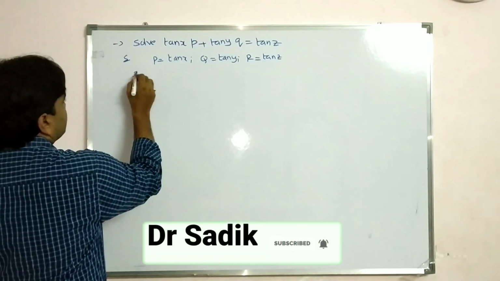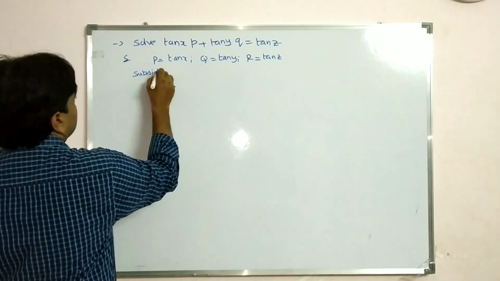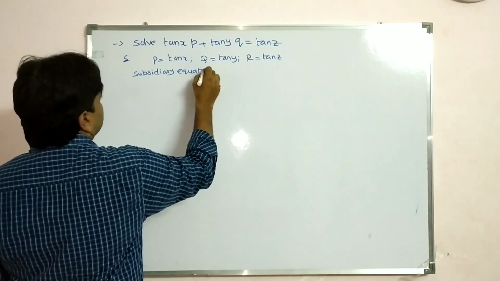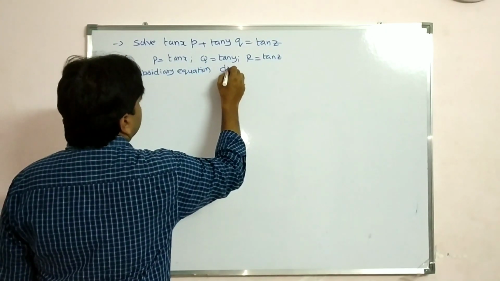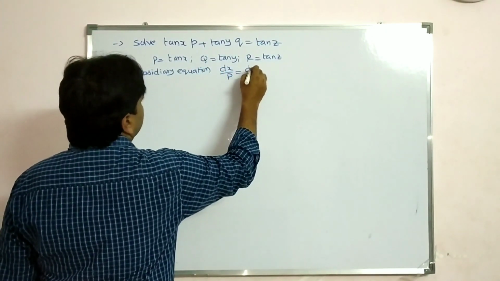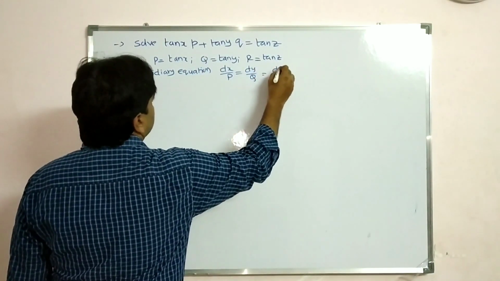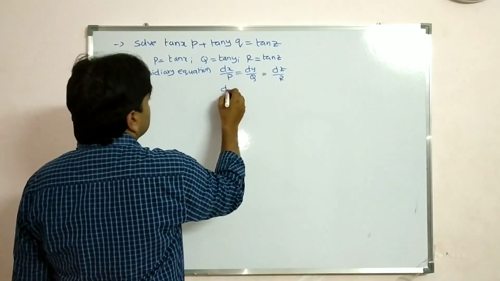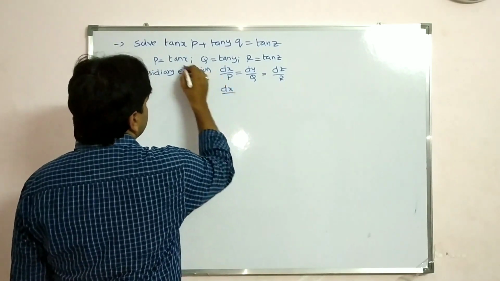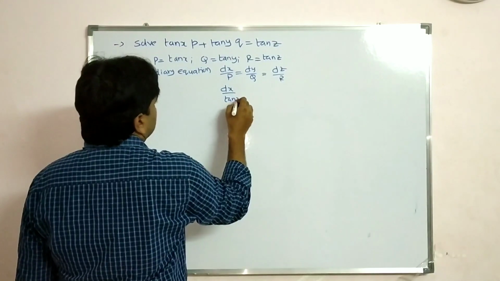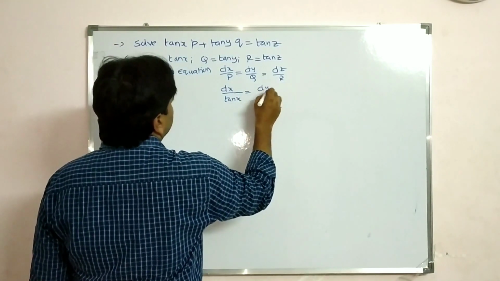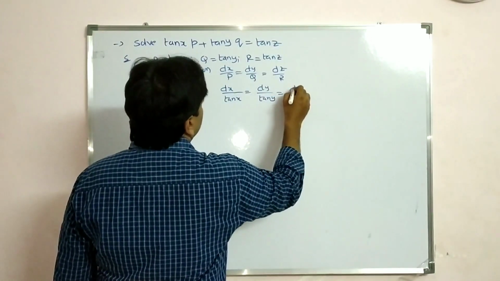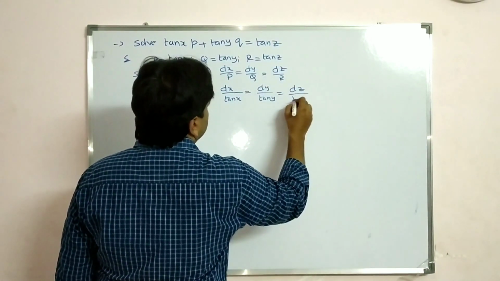Now the subsidiary equation. What is the subsidiary equation? dx by P is equal to dy by Q is equal to dz by R. Now, what is P here, students? dx by tan x is equal to dy by tan y is equal to dz by tan z, since the R value is tan z.